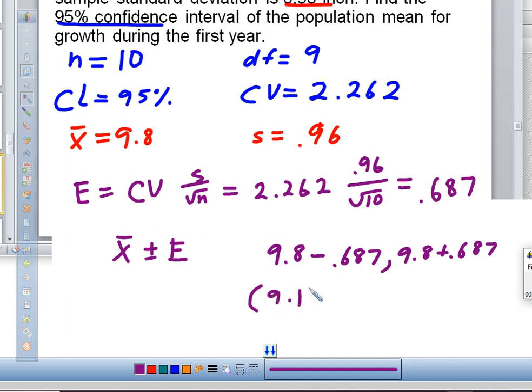So we'll end up with 9.1, around 9.1, to 10.49. And actually that's probably rounded off to 9.1 to 10.5. So that would be your confidence interval.